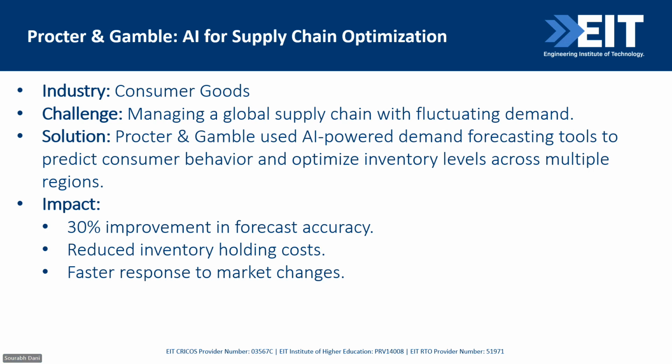The industry is all about consumer goods, and the challenge was to manage a global supply chain with fluctuating demand. Because it's consumer goods, the demand is not always constant. It's always up and down. But how are we going to manage it? We are going to forecast the demand using an AI-powered agent, which resulted in a 30% improvement in forecast accuracy, reduced inventory holding cost, and faster response to market changes.